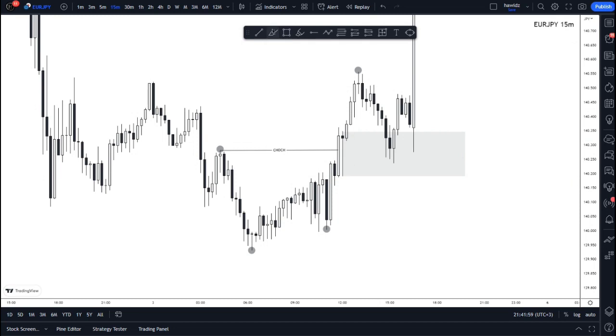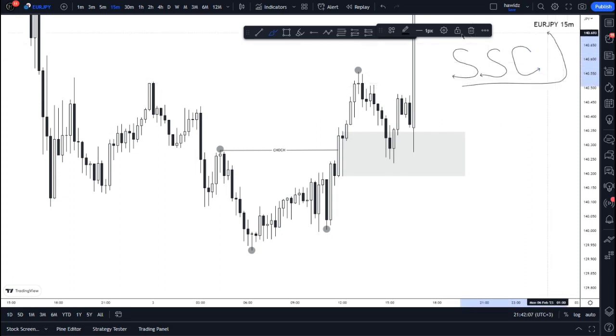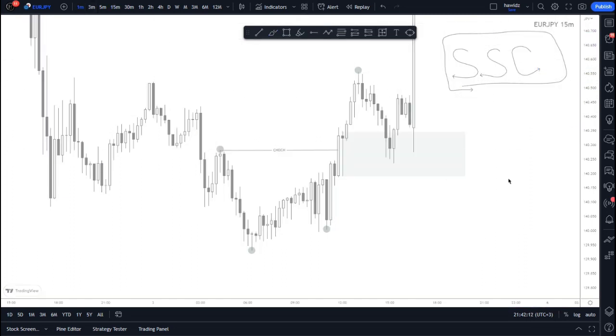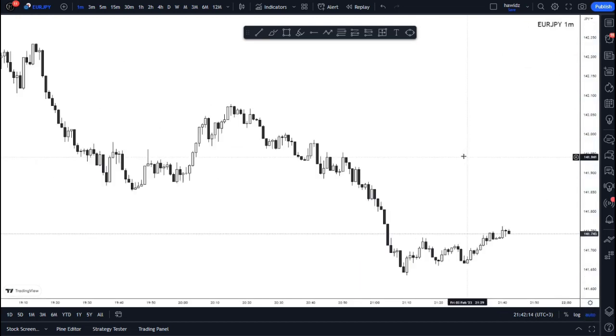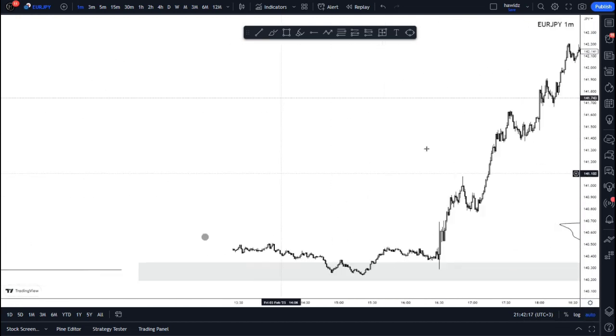The last thing that we're going to look at, after SS, is C, which is confirmation. That's going to be done in the 1 minute chart. So from there we can drop down timeframes to the 1 minute chart and see what happened in here.